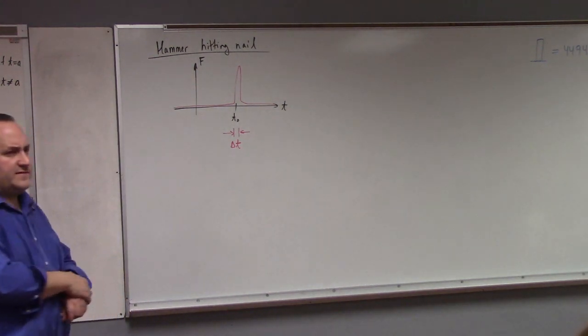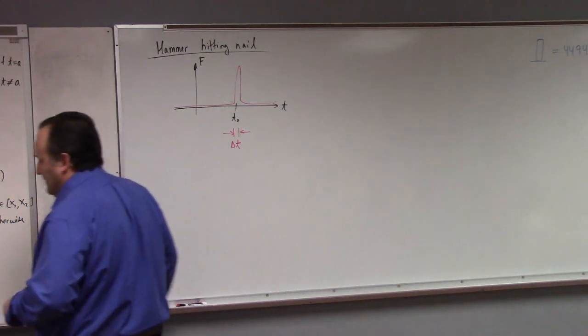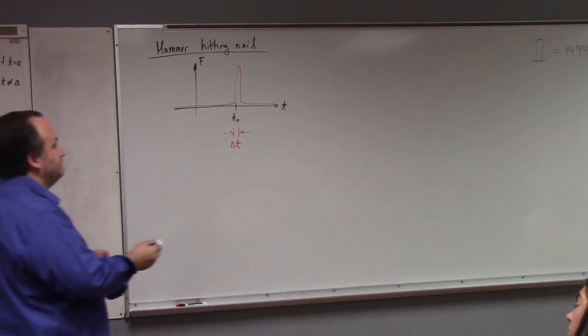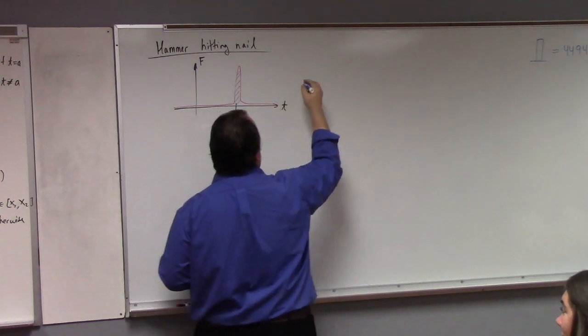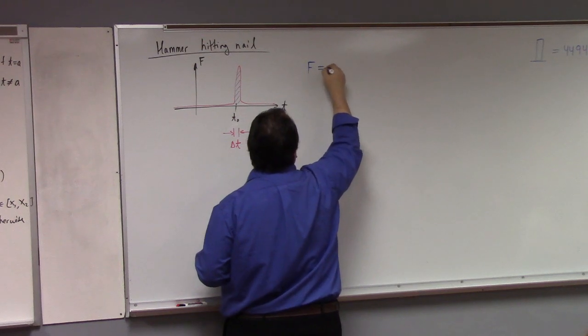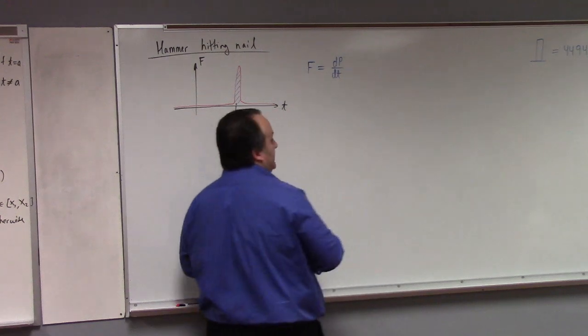What's the area under the spike? What's the meaning of the area under the spike? Physically speaking, do you guys remember? What's the area here? How about this? Do you guys remember the net force is equal to what? The change in momentum per change in time, right? F is dp dt.